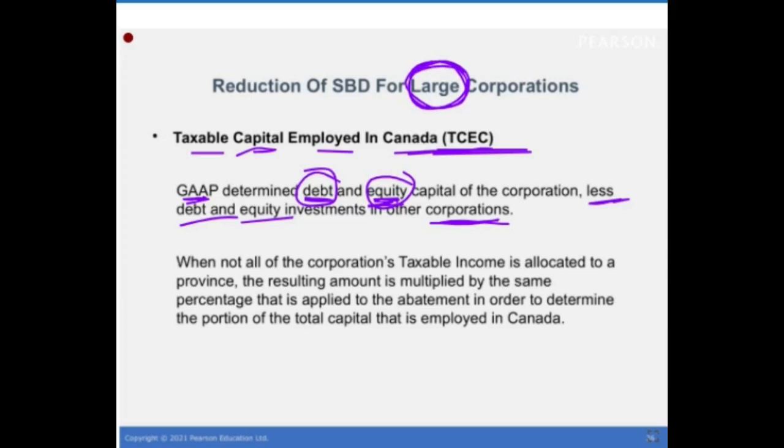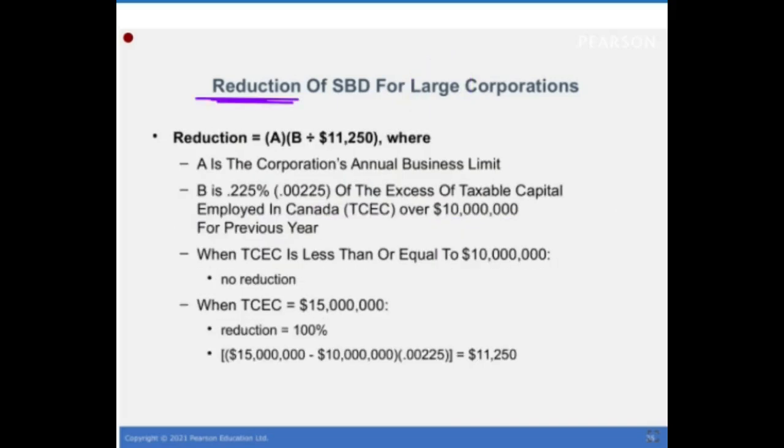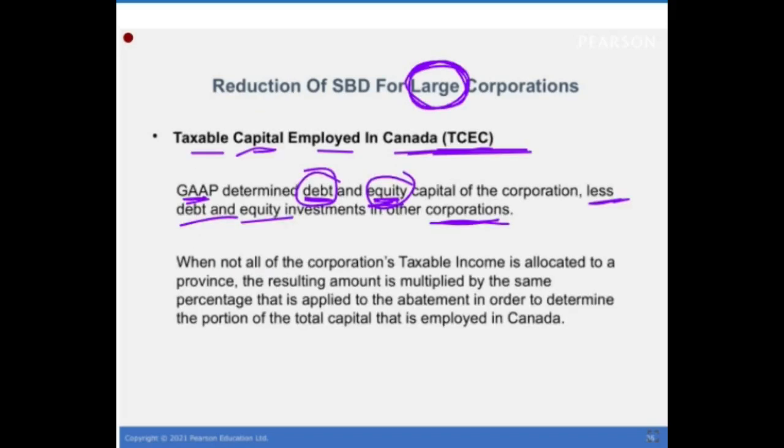So when we say small business deduction, we are not basing the small on how much income you earn. We are basing it on how much capital is being employed in Canada. That's what we mean by big and small, small, large, whatever you want to call it. So basically what happens here when we run this calculation, if your capital is less, and by the way, this is taxable capital employed in Canada.